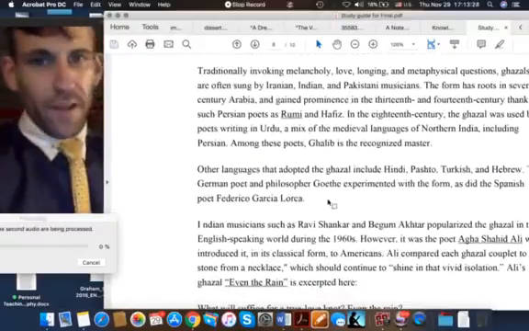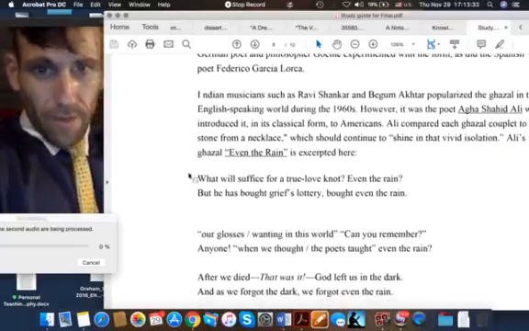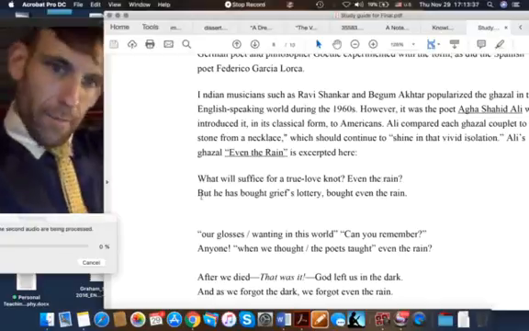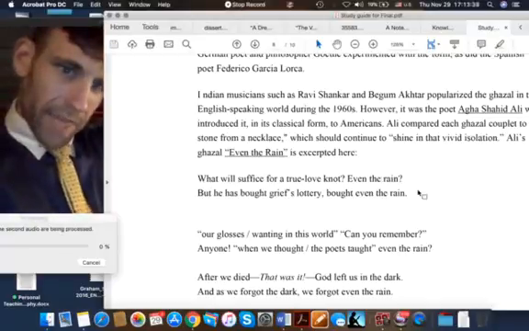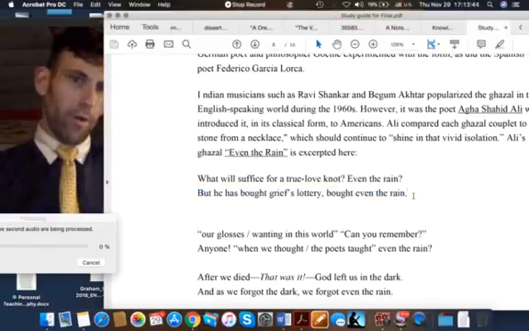For example, let's find here. Here we go. What will suffice for a true love not, even the rain? But if he bought grief's lottery, bought even the rain? So there's the opening couplet, right? You have the refrain, which is even the rain, ending both lines.